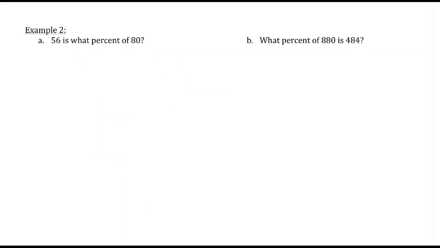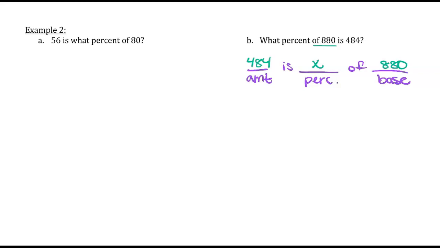Example 2 is similar to example 1, except for this time it's the percentage that is unknown. Let's look at B. What percent of 880 is 484? Let's fill in our blanks. We don't know the percent, so that's our unknown value. We'll call it x. The number 880 comes after the word of, so that's our clue that 880 is the base, leaving 484 for our amount.